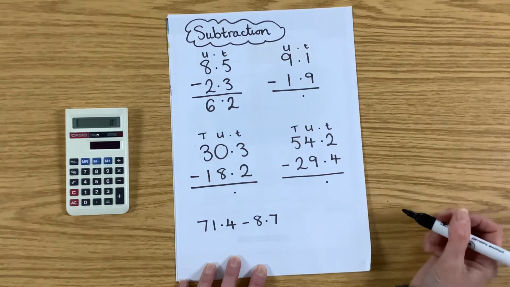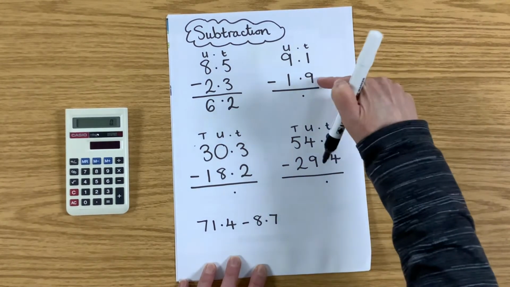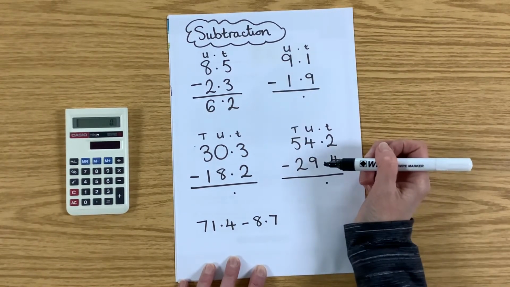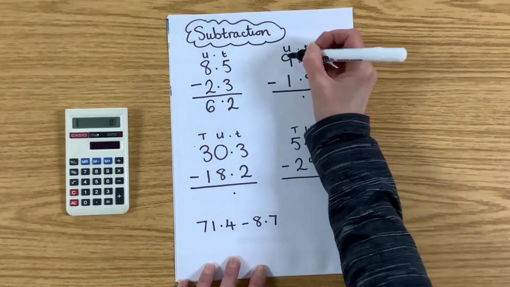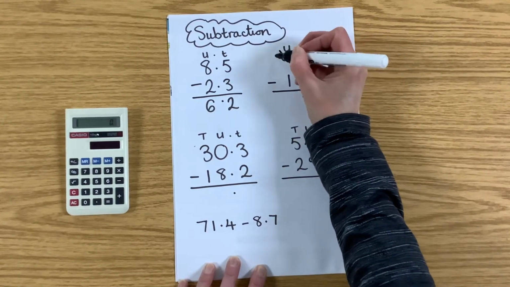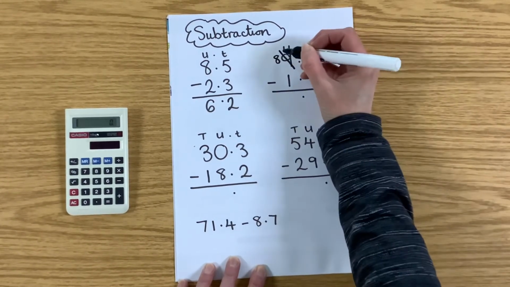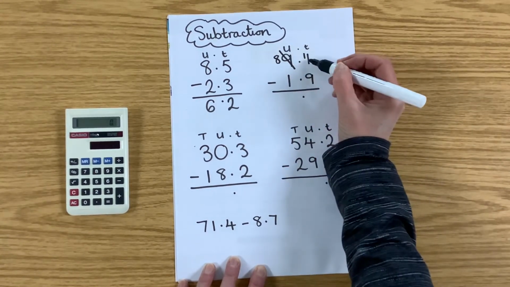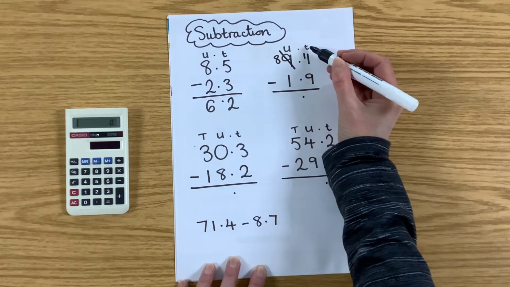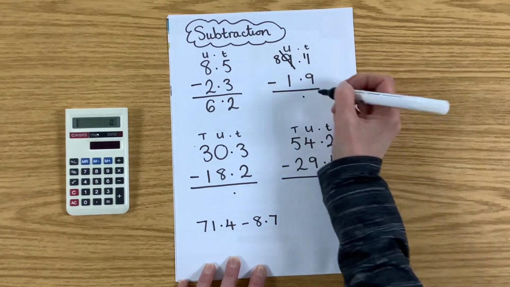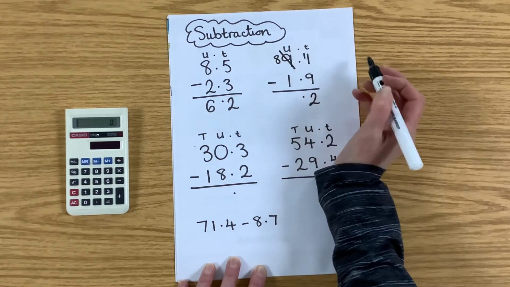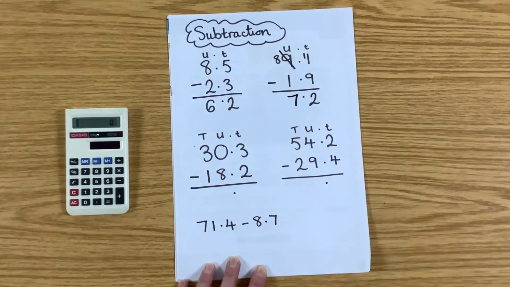9.1 take away 1.9. So top number, take away bottom number. 1 take away 9, I can't do. So I'm going to exchange. I'm going to take away one of these units. I'm going to exchange that for 10 tenths. So now instead of having 1 tenth here, I've got 11 tenths. 11 tenths take away 9 tenths is going to be 2. 8 take away 1, 7. So my final answer, 7.2.